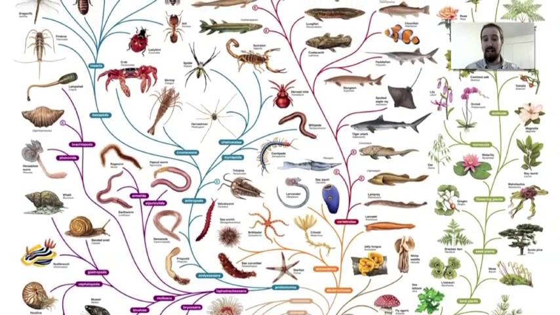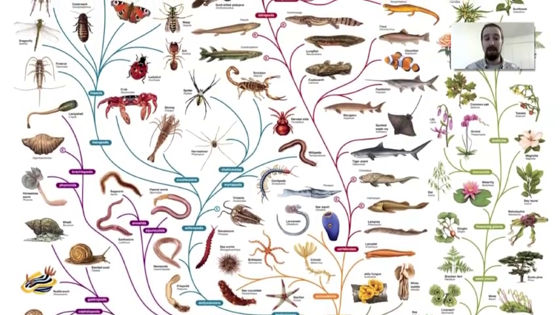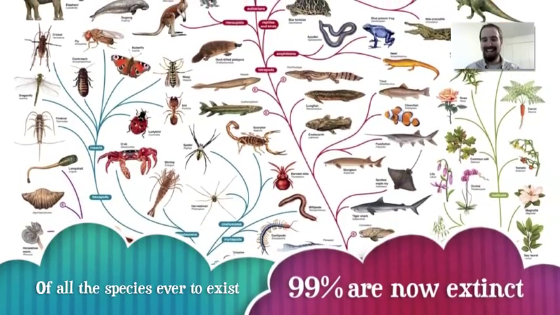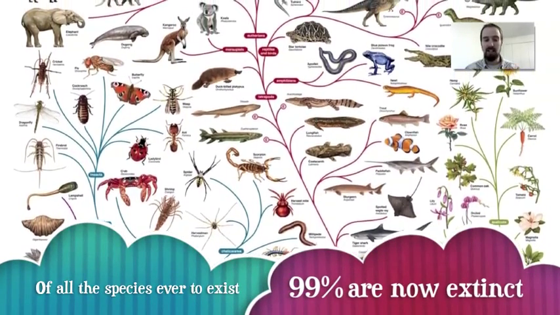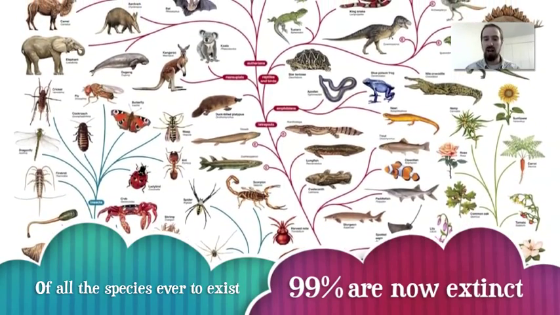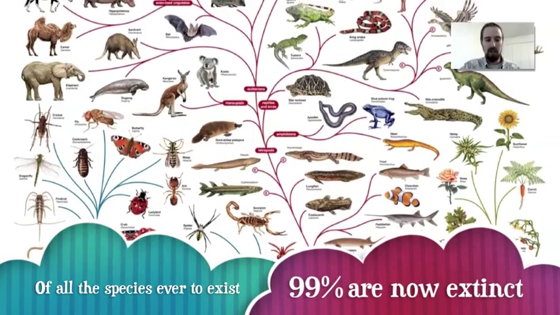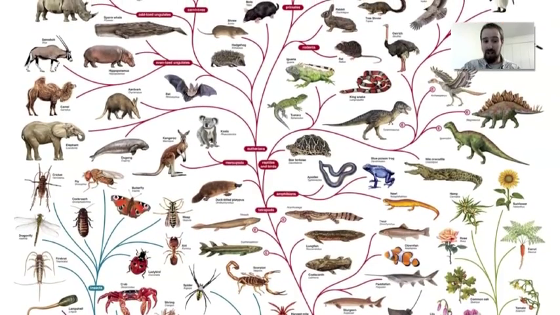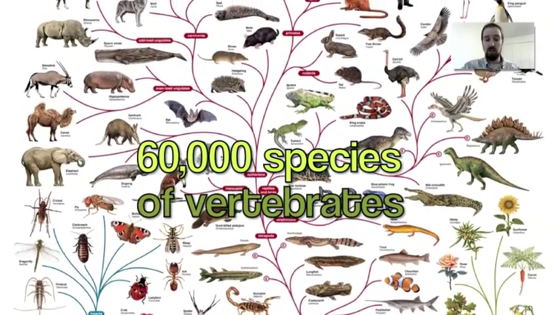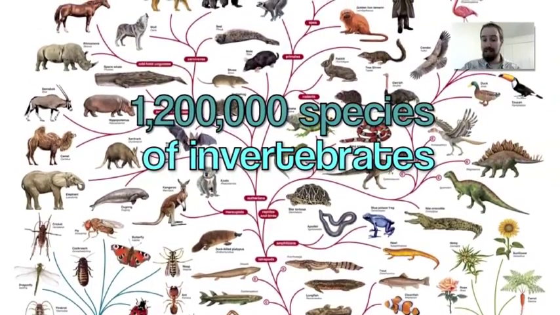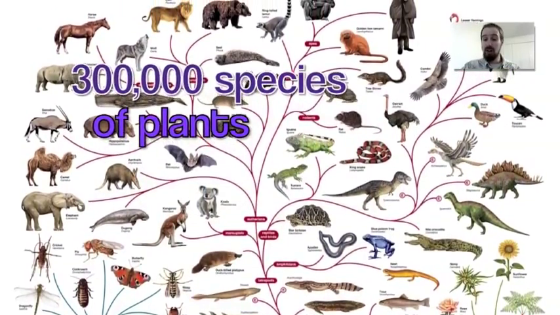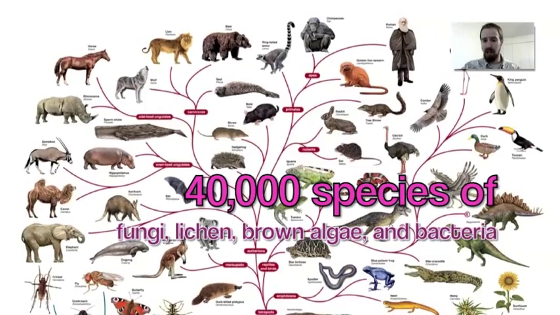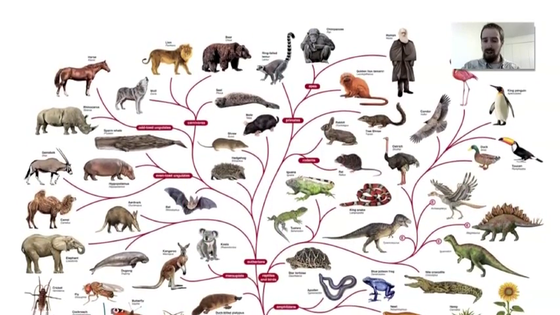And that's not even counting the fact that out of all the species ever to inhabit planet Earth, from its humble beginnings 4.6 billion years ago until today, over 99% of all those species are now extinct, dinosaurs and woolly mammoths being only some of the most obvious examples of now extinct species. As for the organisms that are currently alive on planet Earth, the ones we've actually named and classified, there are approximately 60,000 species of vertebrates, 1.2 million species of invertebrates, 300,000 species of plants, about 40,000 species of fungi, lichen, brown algae, and bacteria. But where did they all come from?